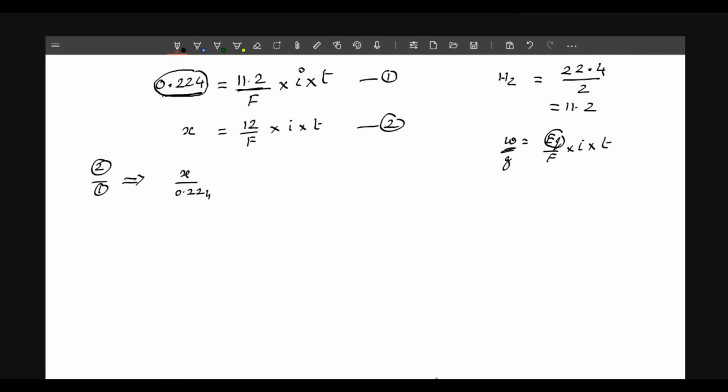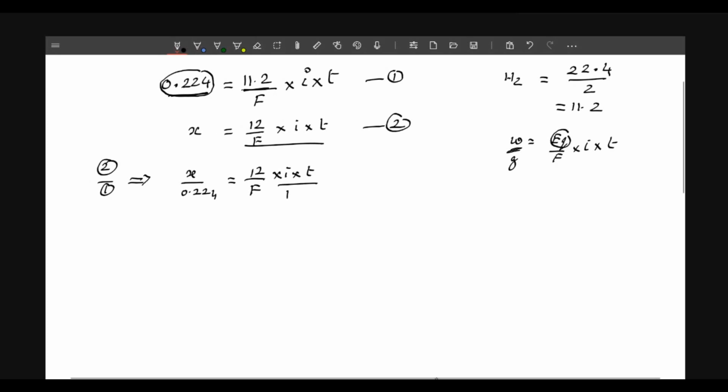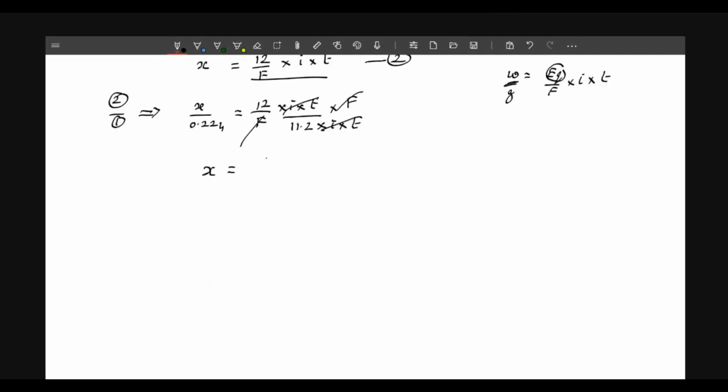Now divide one equation by another, 2 divided by 1. You would get X divided by 0.224 equal to 12 by F into IT, divided by this one, just invert this, 11.2 into I into T into F. This F and this F cancel, this and this cancel. And X is equal to 12 into 0.224 divided by 11.2. Tell me, would the answer be greater than 0.224 or not? This answer is greater, because if you make it 12 by 12, it is equal to 0.224, but here the denominator is less than the numerator, therefore it is definitely greater.